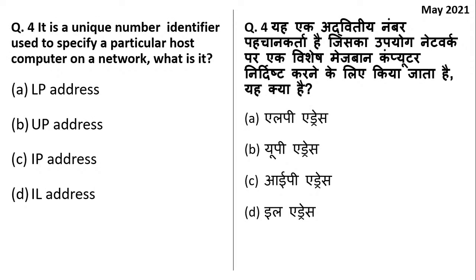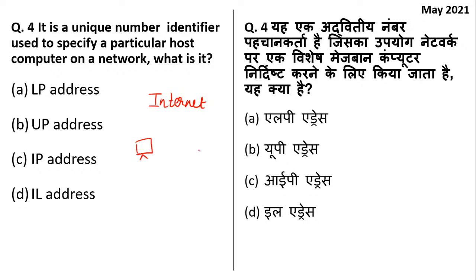Next term is, it is a unique number identifier used to specify a particular host computer on a network. What is it? Which is the number that is used to differentiate, like in a network? For example, the internet is a type of network. Everybody knows. So how many devices are there on the internet? We cannot even count the number of devices. Why? Because that would be in crores. People have computers, many people have laptops, then you have mobile phones. So how are these devices going to be separated or differentiated on this network?